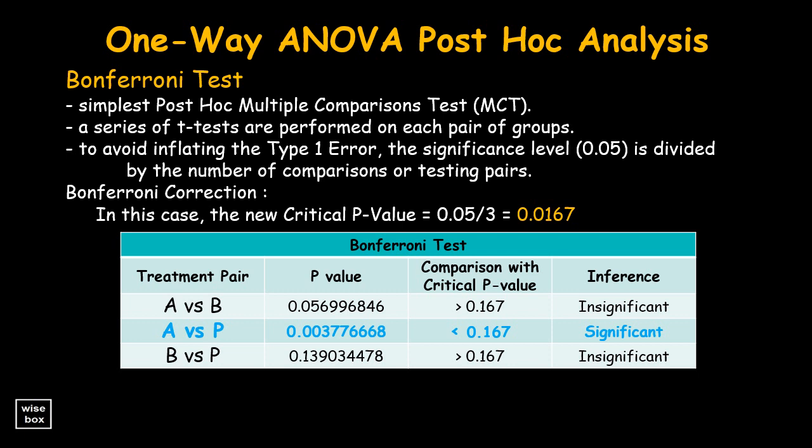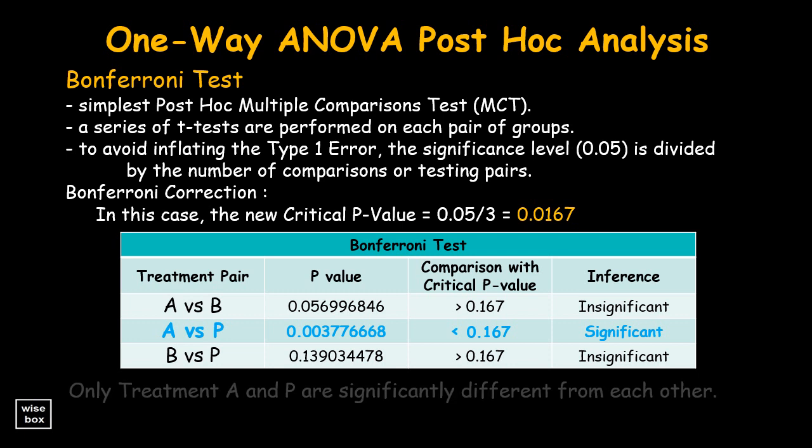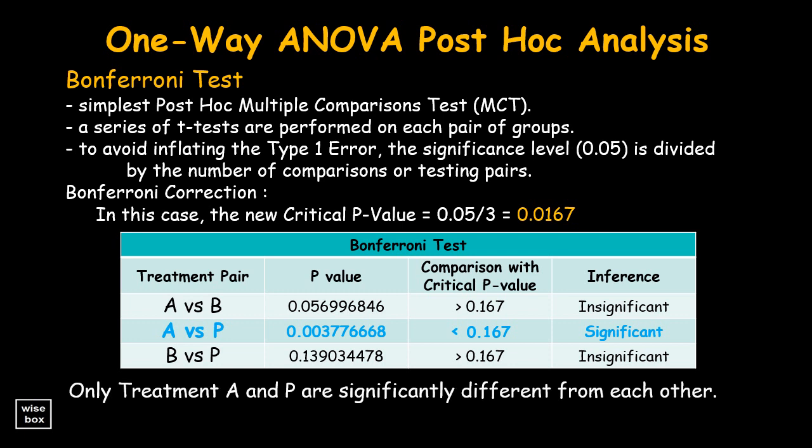This equals 0.0167. Again, please notice that only treatment A and P, the placebo, are significantly different from each other. Thus, we can also conclude that treatment A is the effective treatment.